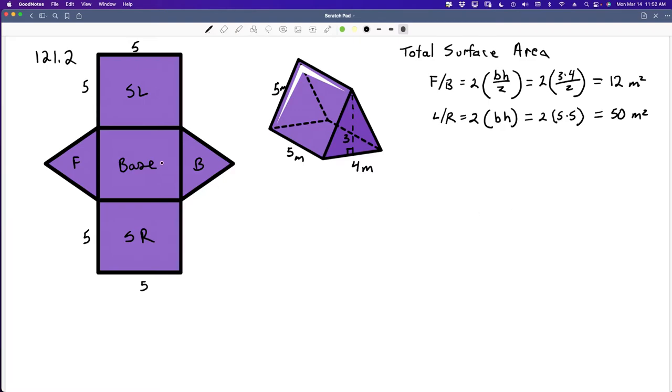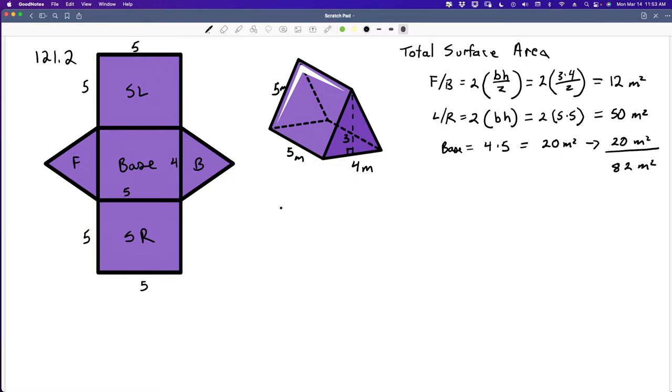So now all we have left is the base. And the base we can see is 5 wide, which is the same as all of these measurements here. But it is 4 right here. So the base is going to be 4 times 5, which is the width times the length, and that's going to equal 20 meters squared. So I'm just going to take this and move it over so that it's in line with the rest of it, and then I can add them all together. The meters squared comes down. This is 2, and this is 8. 82 meters squared would be the surface area of this particular shape.